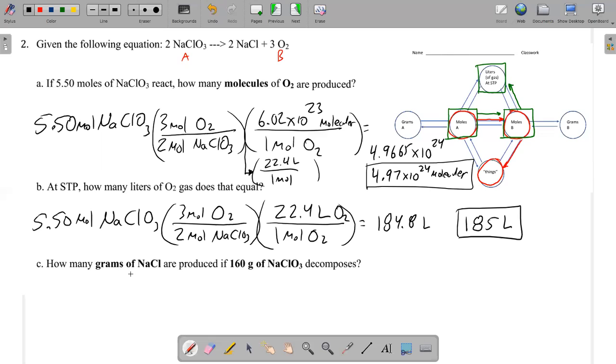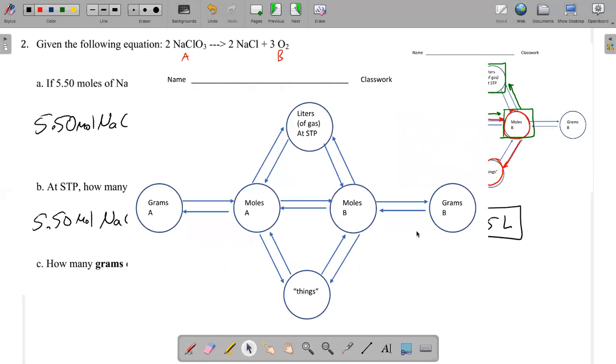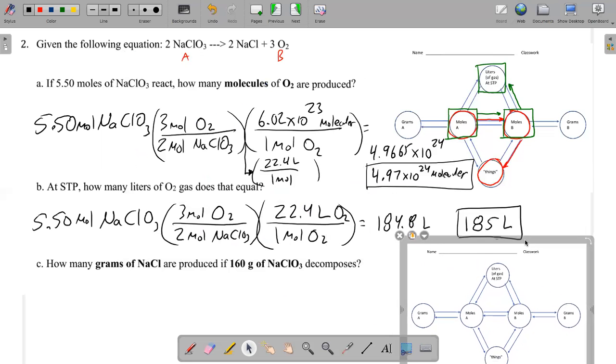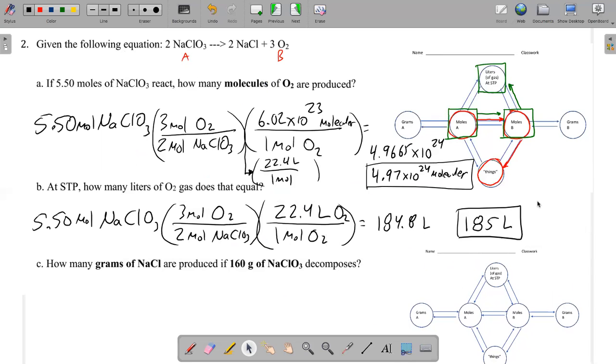So anyways, the last example: how many grams of sodium chloride would be produced if we start with 160 grams of NaClO3? Let me get a fresh map on there. I know it's all the same map on your paper, but in this case, I'm trying to go from the mass of one thing, like the mass of NaClO3, into the mass of another thing, NaCl. So on this map, I'm going from the grams of one chemical to grams of another.